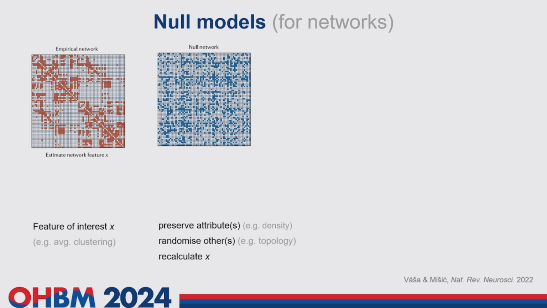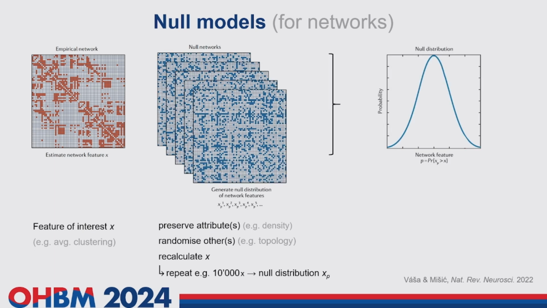But doing this once is not enough, because every randomized instance of the network will be different. So we repeat this a number of times, say 10,000 times, to build a null distribution of our feature of interest. And we can then use this to benchmark our empirical value against this distribution. And we can use that as well to calculate a p-value, which is simply defined as the proportion of the null values which are more extreme than the empirical value.